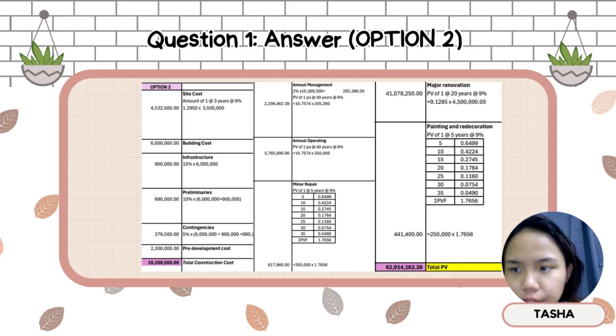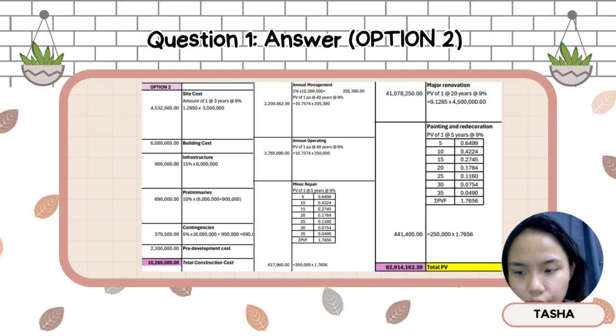Next, for annual management, we will multiply 2% with the total construction cost, and we will use PV of 1 per annum, multiply with 40 years of economic life, and then multiply with 9% of interest rate. For annual operating, we will use PV of 1 per annum, multiply with 40 years of economic life, multiply it again with 9% of interest rate. For minor repair, we will use PV of 1 times 40 years of economic life and multiply it with 9% of interest rate as well.